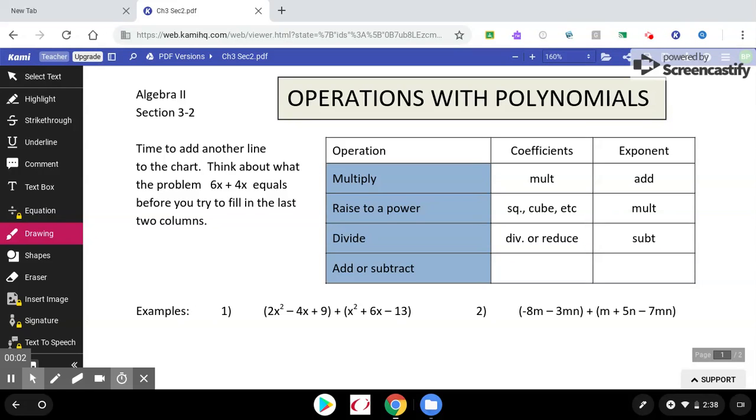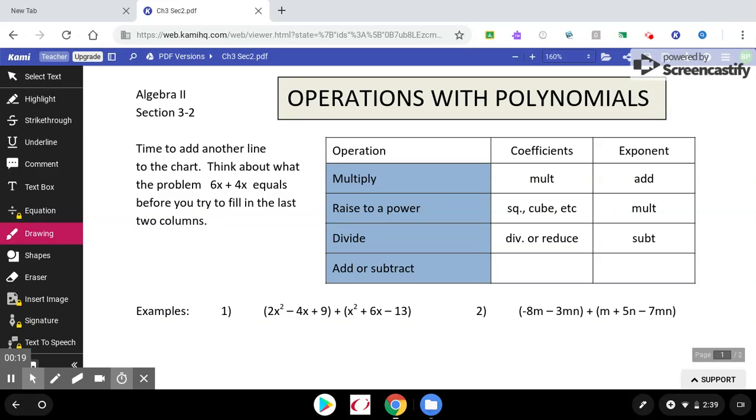Hey guys, section 3.2 notes. It's more on operations with polynomials. So in section 3.1, we had filled in this chart to this point. So might as well get this last line here. So we're going to put some add subtract problems on the board here.